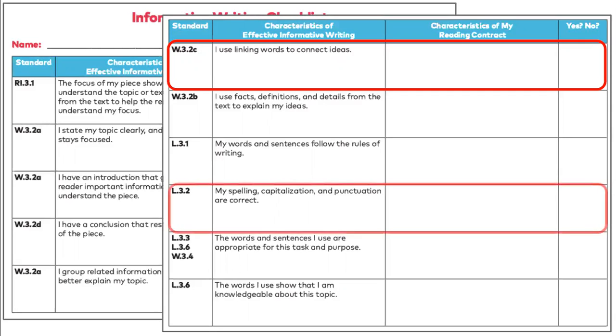The next one we're going to focus on today is, you're going to skip a couple and look down a little bit further on page 77. It says, my spelling, capitalization, and punctuation are correct. Star that one, because those are the 2 we're working on today. We're going to go back, and based on our friends' ideas and help, we are going to check our spelling.